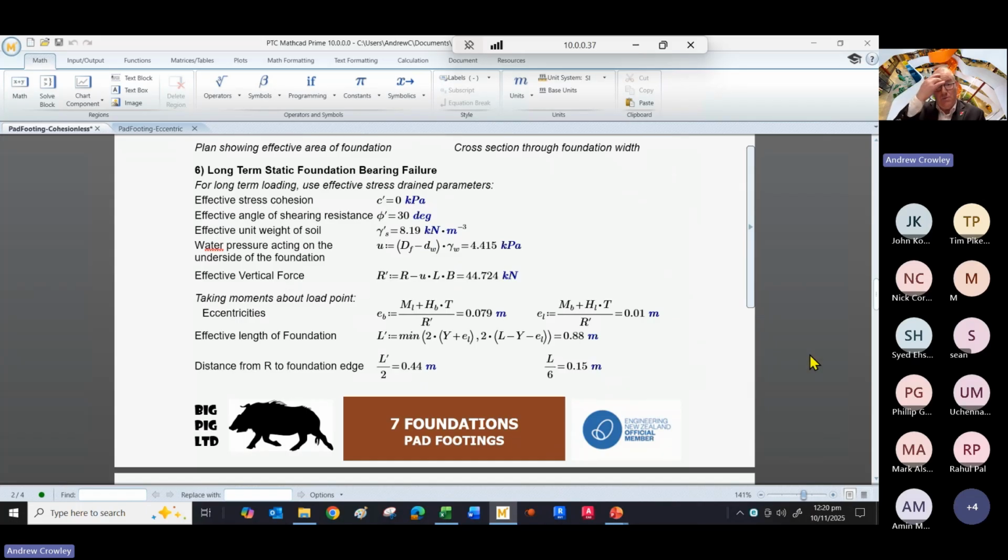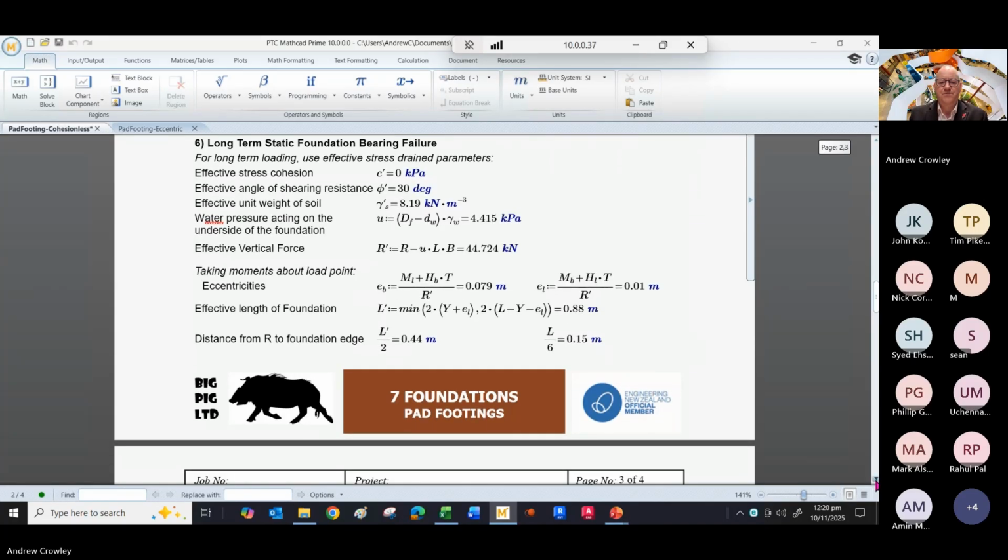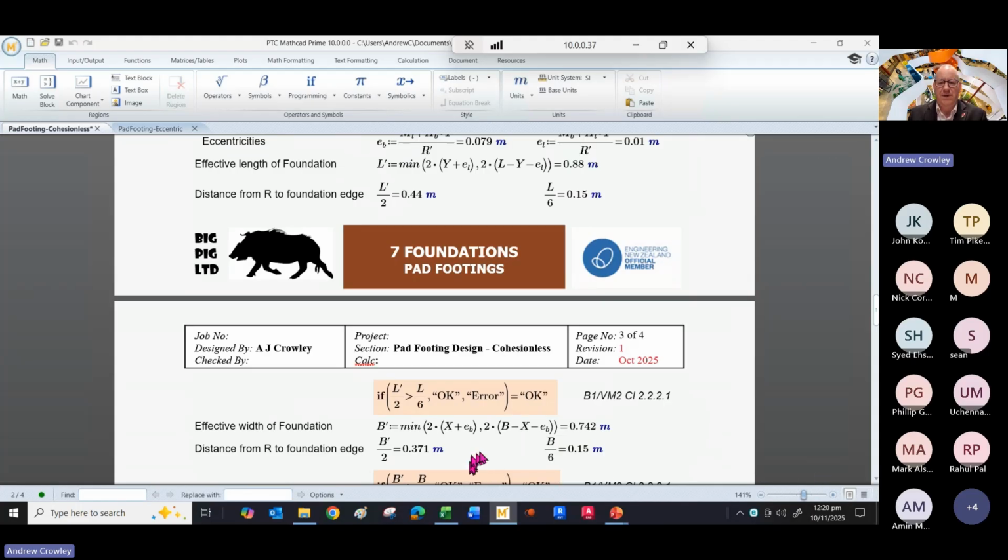So we've said that the water pressure acting on the underside of the foundation is 4 kPa, so our effective vertical force is reduced because of that pore water pressure. Taking moments about the point load, the eccentricity about the breadth is 79 millimeters, and about the length is about 10 millimeters. So your effective length of the foundation is 880 millimeters.